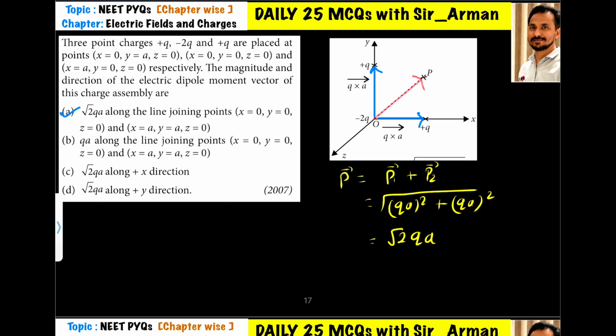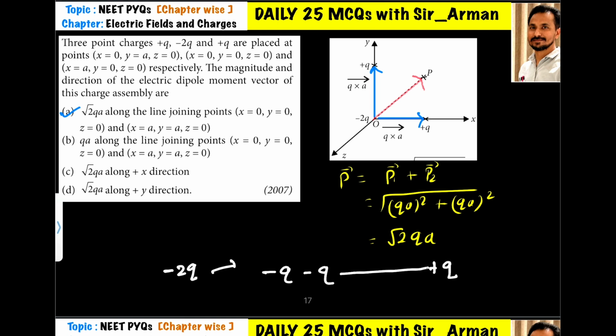So as per the question, what is a dipole? A dipole is two charges of equal magnitude but opposite polarity. This forms a dipole. If I have this dipole, then its dipole moment is from negative to positive charge. Here we have two dipoles, because the minus 2q charge can be written as minus q minus q.